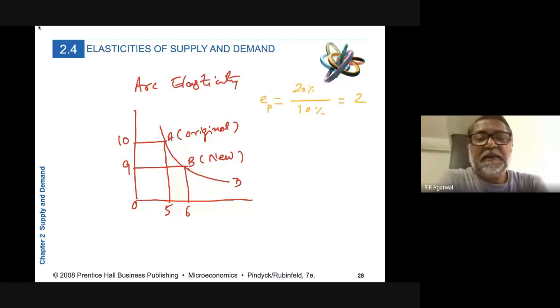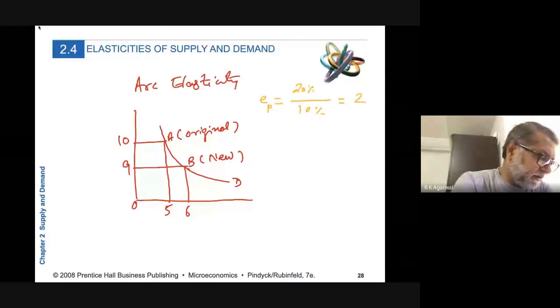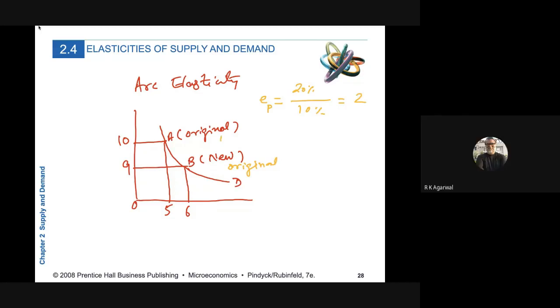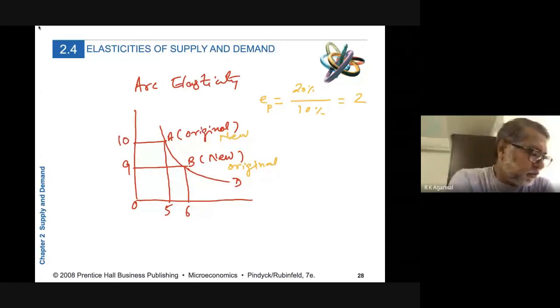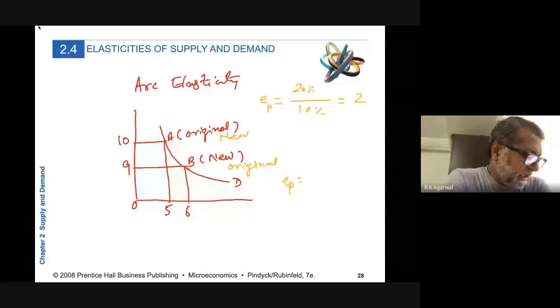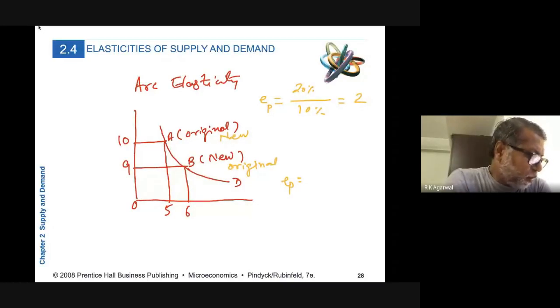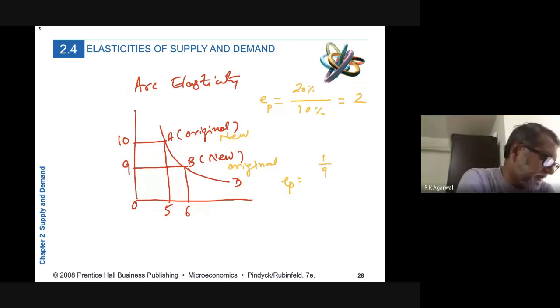Right? Then reverse the argument. Instead of B being the new point, let B be the original point. Let this B be the original point and A be the new point. And let us now recalculate the elasticity. So, elasticity is equal to, first it was 9, then it goes up to 10. What is the difference? 1. 1 out of 9 is, sorry, not this. This is price, this is quantity.